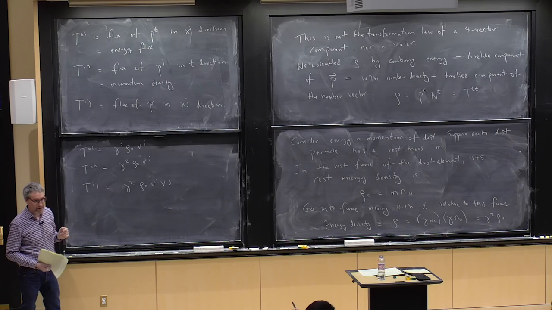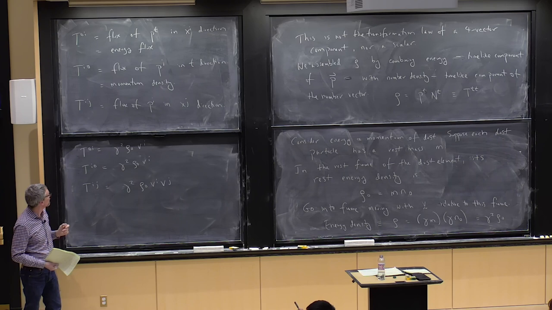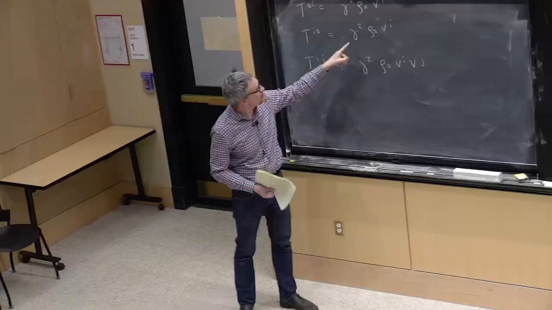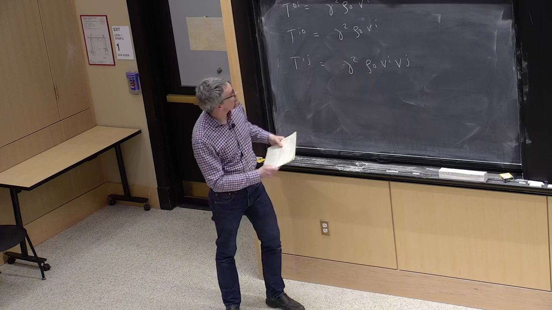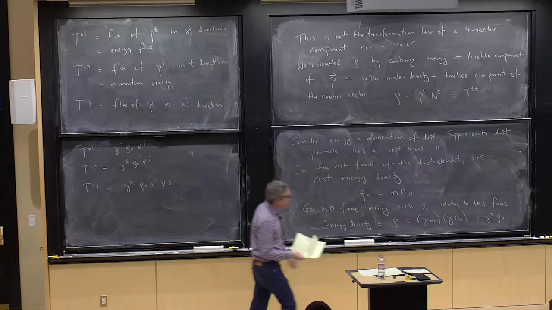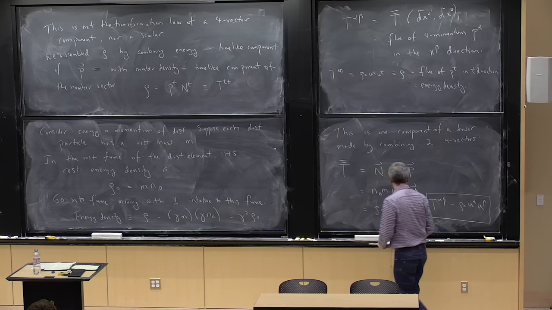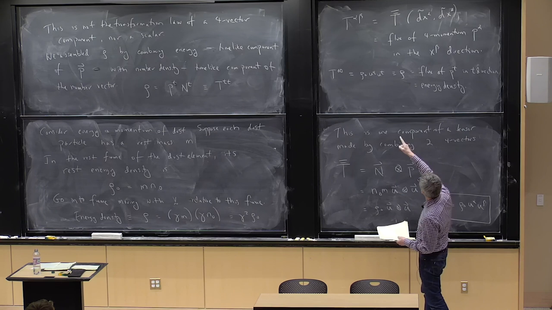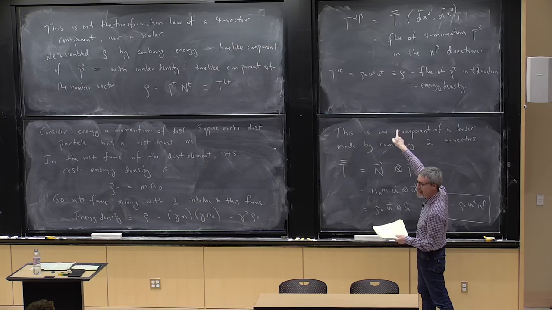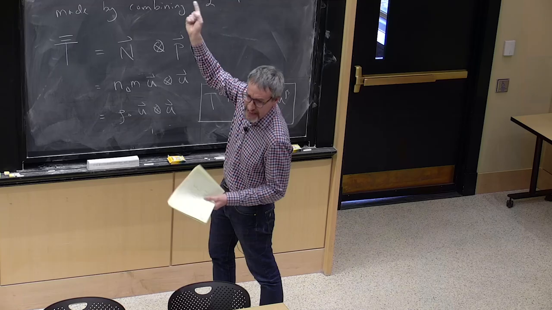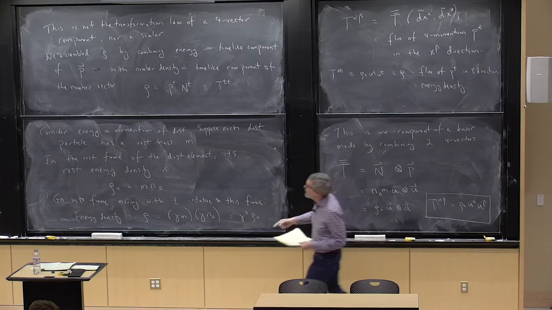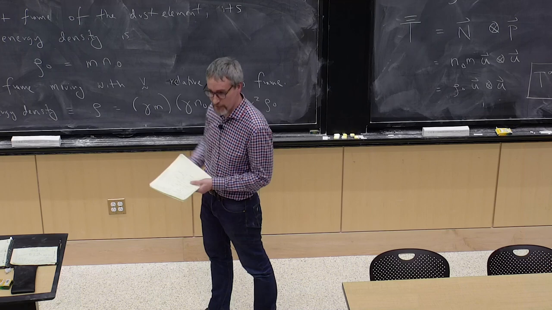Question? Sorry, this one? Yeah, on the right-hand side. No, this is definitely what I mean to write down here. So this is what I've done. I've taken advantage of the fact that I can write... so u^t is just the gamma factor. I didn't explicitly write out what the spatial components are, but you get a similar factor there. So no, that is correct that way.